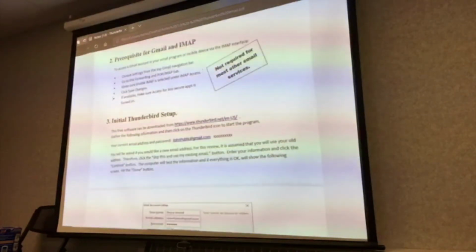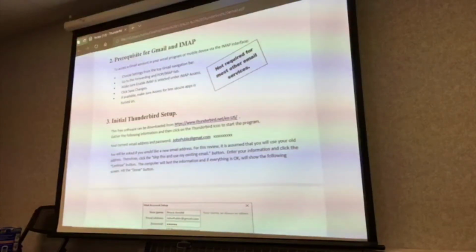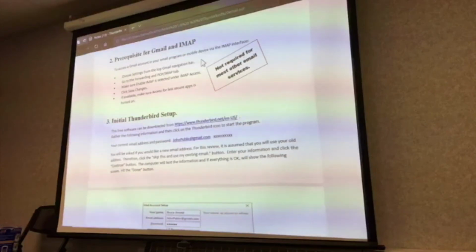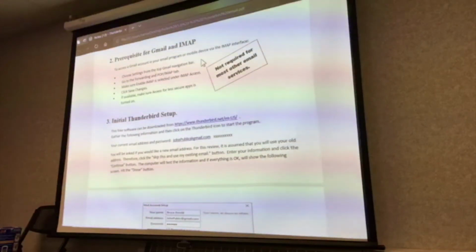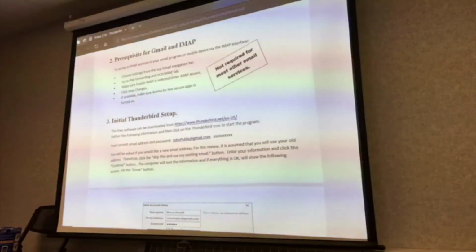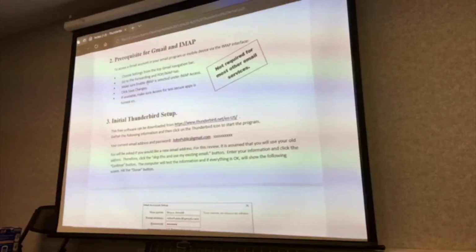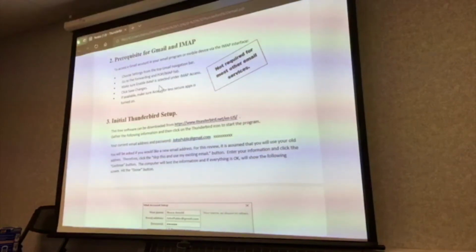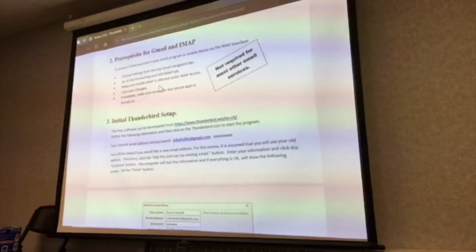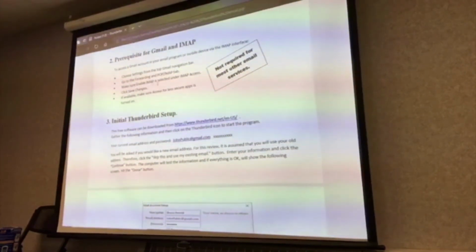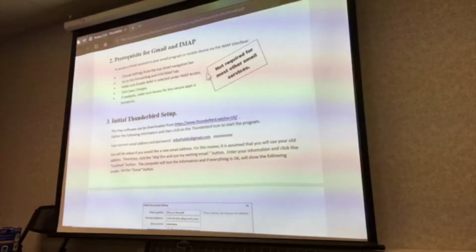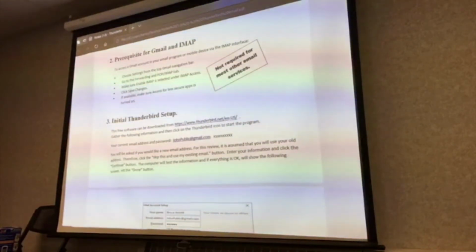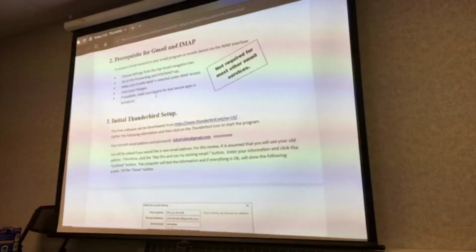Prerequisite for Gmail and IMAP. You go to settings in the Gmail navigator, go to the forwarding and POP/IMAP tab and make sure Enable IMAP is selected. This doesn't interfere with any of your other accounts, but it will enable Thunderbird to use IMAP, which is the modern preferred way of interfacing with email servers.